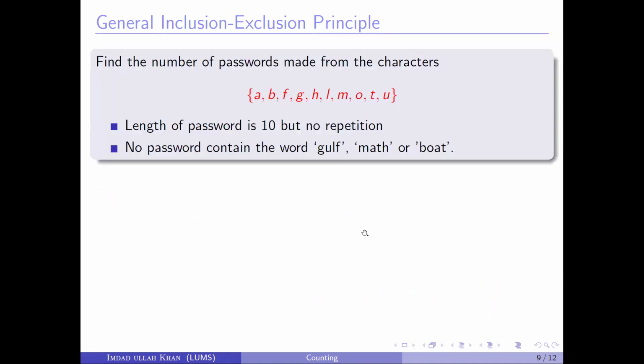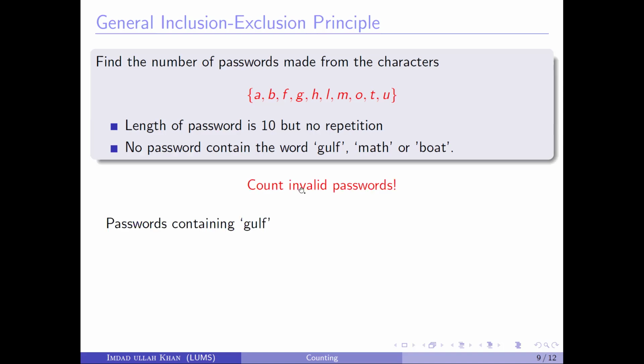Okay, let's go over another example. Find the number of passwords made from the characters A, B, F, and so on. If you count the total number of characters over here, they are 10. The length of the password which we need to create is 10, but no repetition, which means that we are interested in some combination of all of these letters. So repetition of letters is not allowed, which means that each letter is going to be a unique one. But there is an additional restriction: no password contains the word golf, math, or boat. So we break down the problem into pieces.